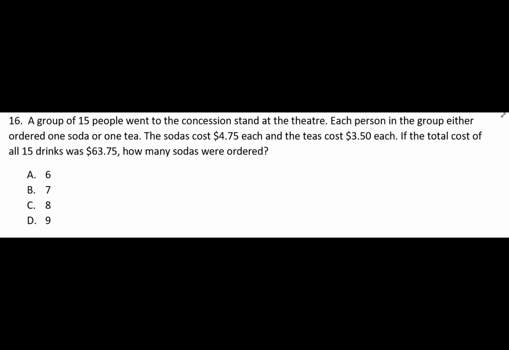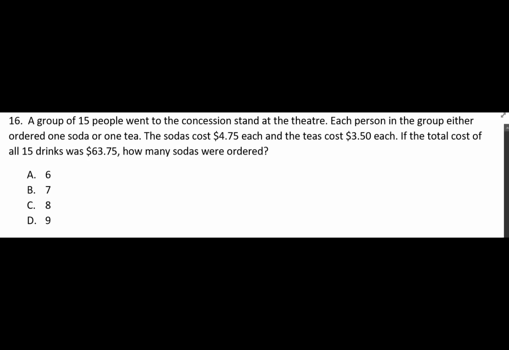A group of 15 people went to the concession stand at the theater. Each person in the group either ordered one soda or one tea. The sodas cost $4.75 and the teas cost $3.50 each. If the total cost of all 15 drinks was $63.75, how many sodas were ordered?